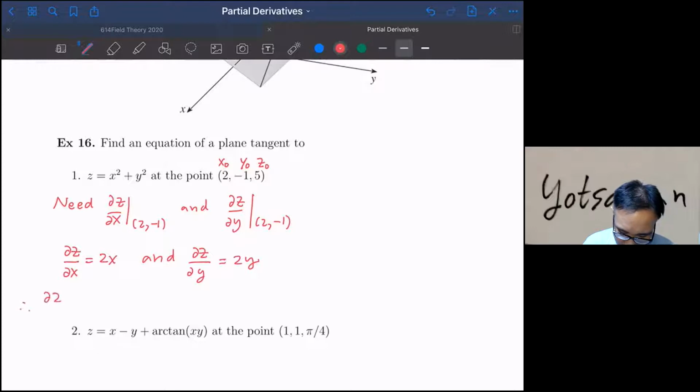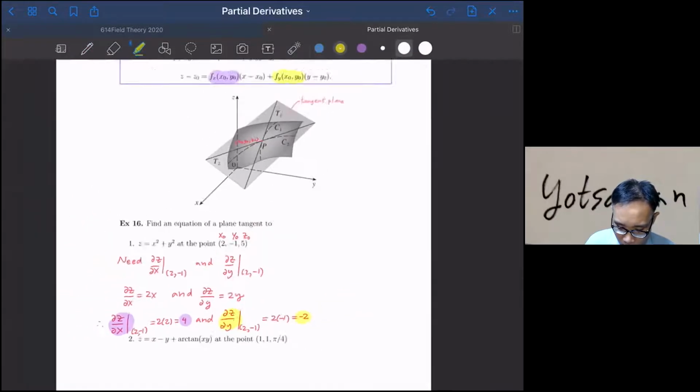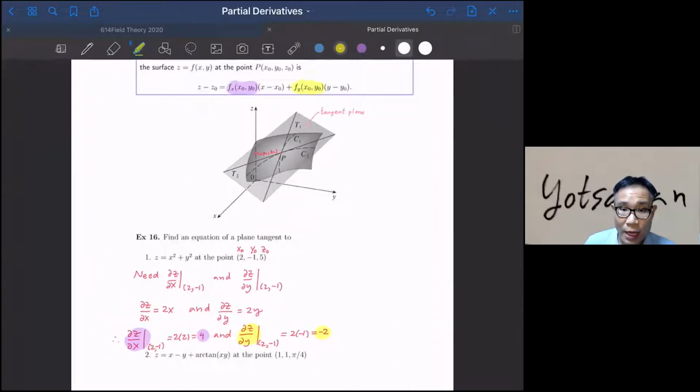And so you have dz/dx at (2, -1) equal to 2 times 2, equal to 4. And you have dz/dy at (2, -1) equal to 2 times -1, equal to -2. So this one turns out to be the purple one, and this one turns out to be the yellow one that you are just going to put into the formula in the box up there. You see that this one is the purple one that you put here, and this one is -2 that you put here, and you just put x0 equal to 2, y0 equal to -1, and z0 equal to 5 into the equation of the surface.